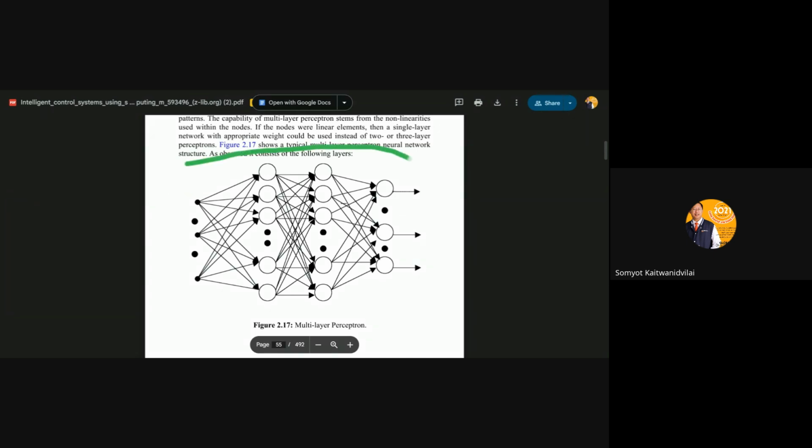Okay, can you see this structure? You can see the structure.